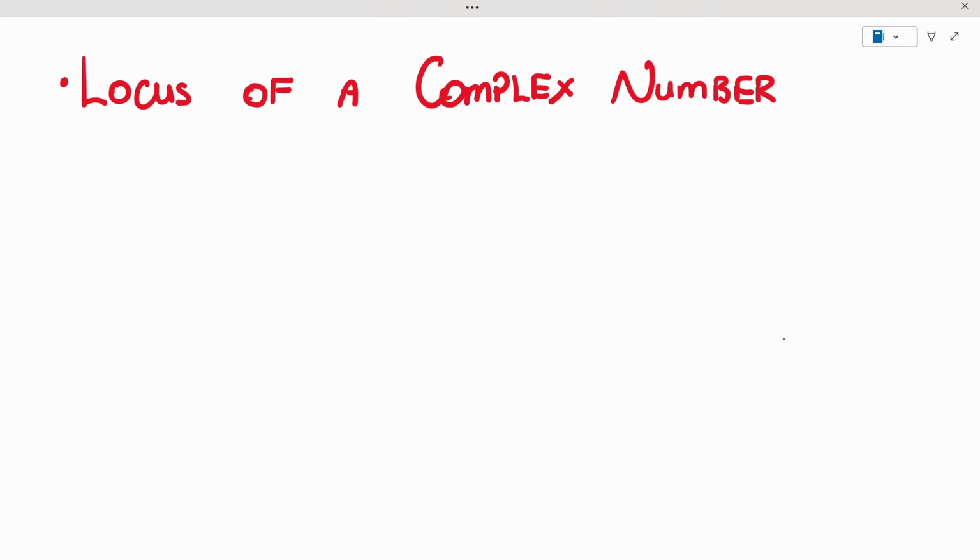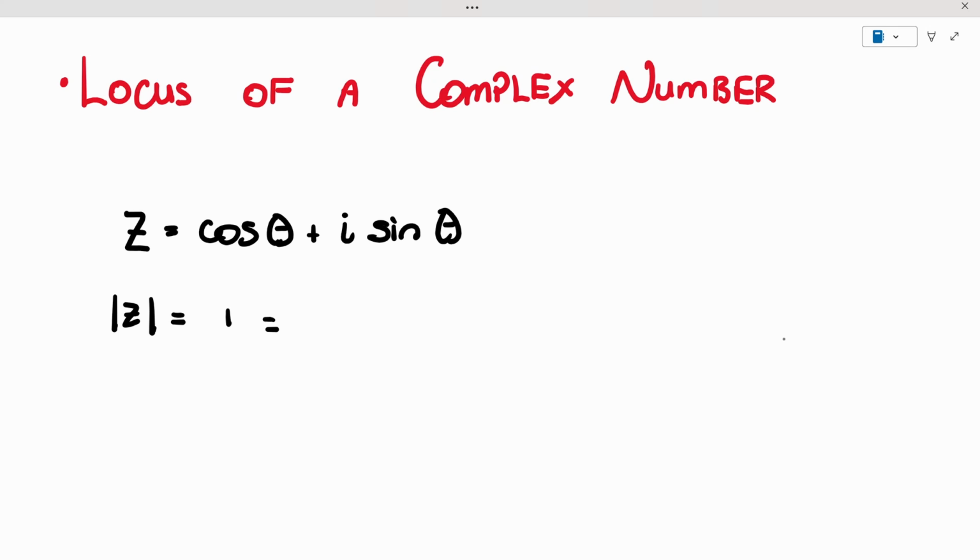Okay, so the last thing I want to talk about today is the locus of a complex number. So when we say the locus of a complex number, we're talking about the set of all the points that trace out the path of the complex number. So let's say we had z is equal to cos theta plus i sine theta. We know that the modulus of z is 1, right? And this is just because it is the square root of cos squared theta plus sine squared theta, a squared plus b squared, which is, of course, the square root of 1, which is 1, right?